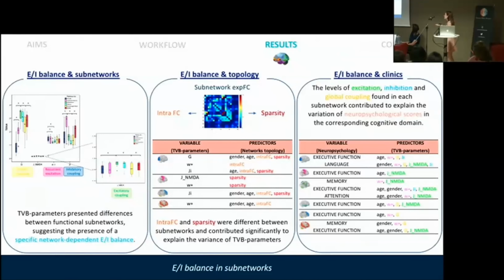Then each subnetwork is characterized by its own topology. So we computed the intra-FC and sparsity for each of the networks, and looking at the results, we saw that intra-FC and sparsity contributed significantly to explain the variance of TVB parameters in our data. And finally, the level of excitation, inhibition, and global coupling in each subnetwork contribute to explain the variation of neuropsychological scores in the corresponding cognitive domain.